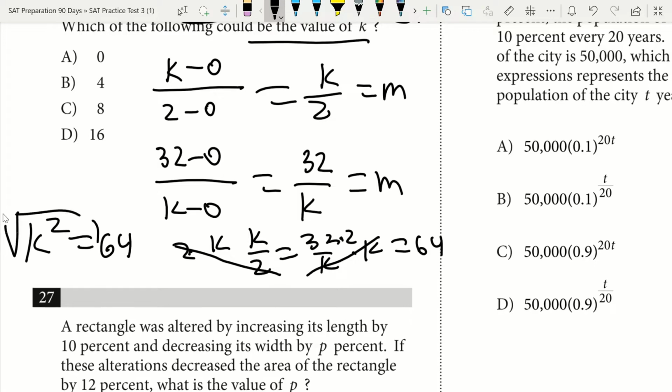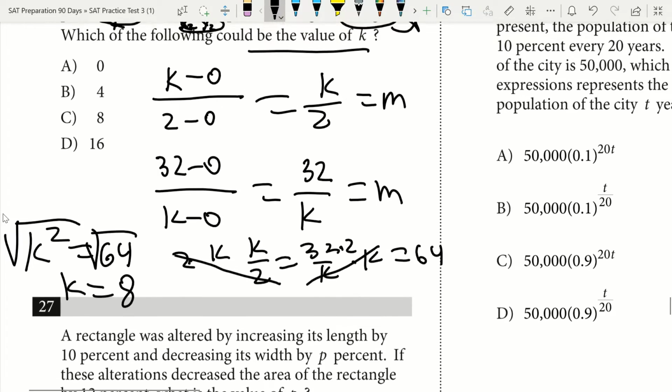Take the square root of k, take the square root of 64, and we know then that k is going to equal 8 because the square root of 64 is 8. So the correct answer for the value of k is going to be C.